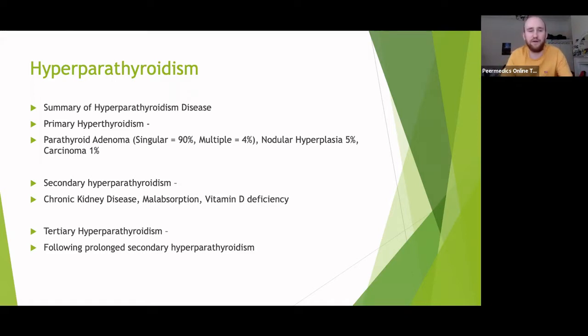You also have secondary hyperparathyroidism. So basically what's happened is you've got reduced calcium chronically, and then this requires increased levels of PTH. So that's where we talk about your CKD, malabsorption, celiac disease, things like that, and also vitamin D deficiency.